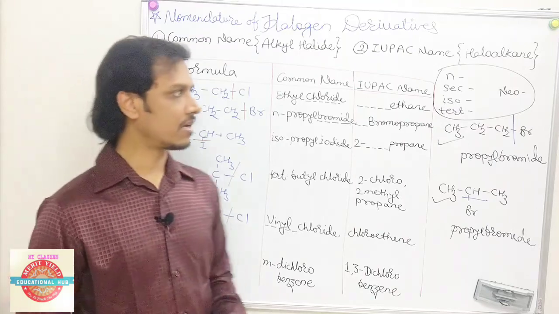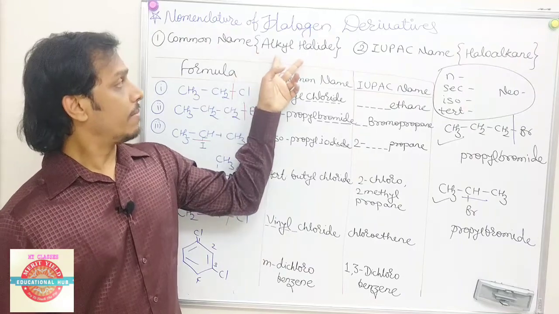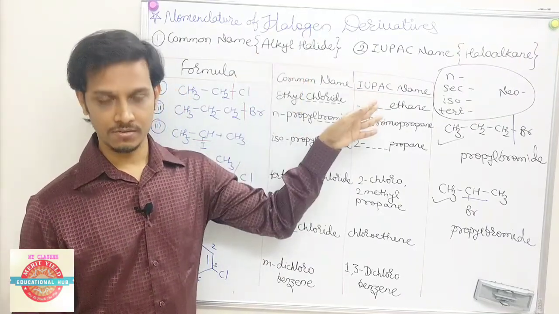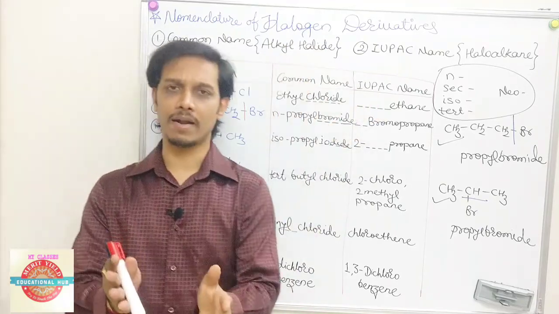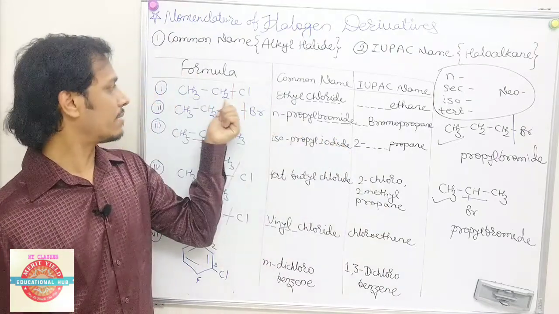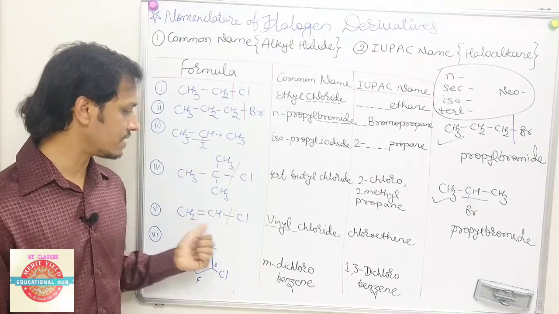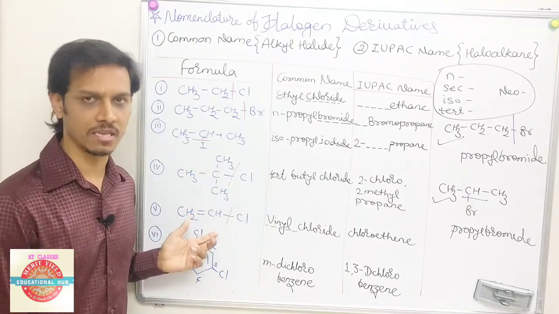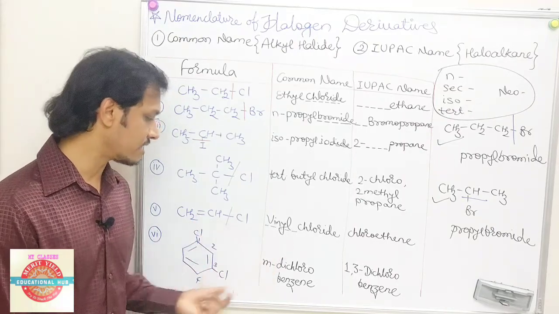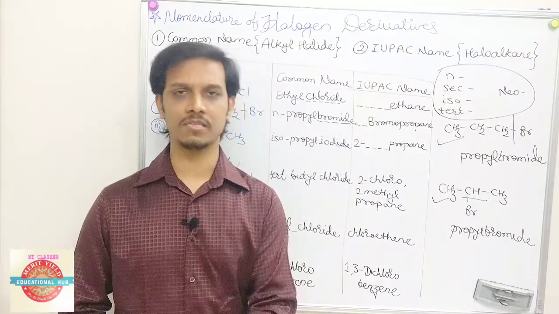So once again, we'll understand the rules of the common nomenclature system. First rule, make the whole compound into 2 parts, alkyl and halide. Alkyl is nothing but the remaining part other than the halogen. So here 2 carbons ethyl, 3 carbons propyl, 3 carbons propyl, 4 carbons butyl, 2 carbons. Here obviously it will not come under the same part because it is a double bonded system. That's why it is vinyl, and this is the aromatic system. That's why it has a different nomenclature system.